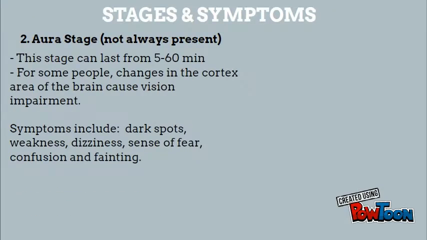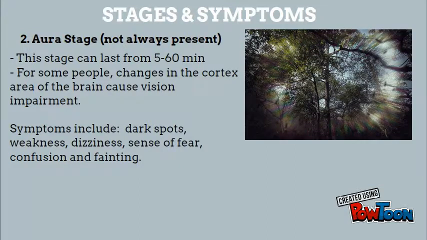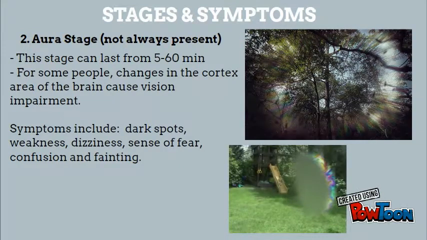Number 2, the aura stage. This stage can last from 5 to 60 minutes. For some people, changes in the cortex area of the brain cause vision impairment. Symptoms include dark spots, weakness, dizziness, sense of fear, confusion, and fainting.